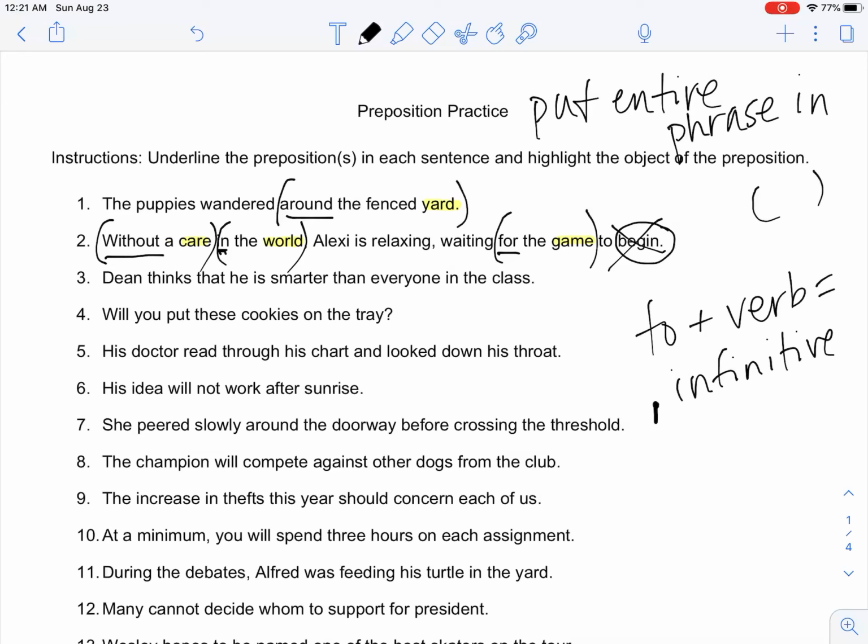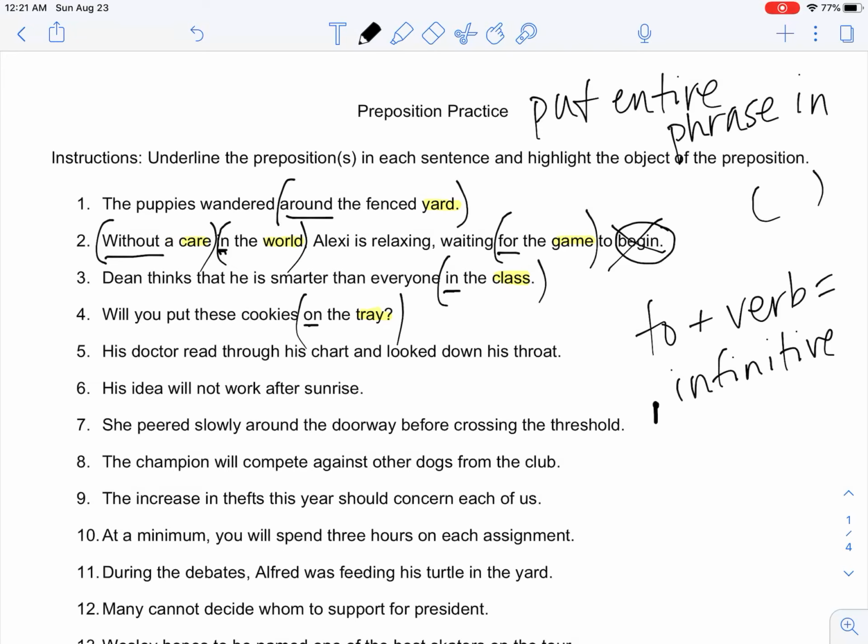So let's do a few more. Dean thinks that he is smarter than everyone in the class. So if you consult the list, you would see that in is a preposition. In what? Class. And then, like I said, I like you to put them in parentheses. And then we have, will you put these cookies on the tray? On is a preposition. On what? Tray. That's the prepositional phrase. And we'll do one more.